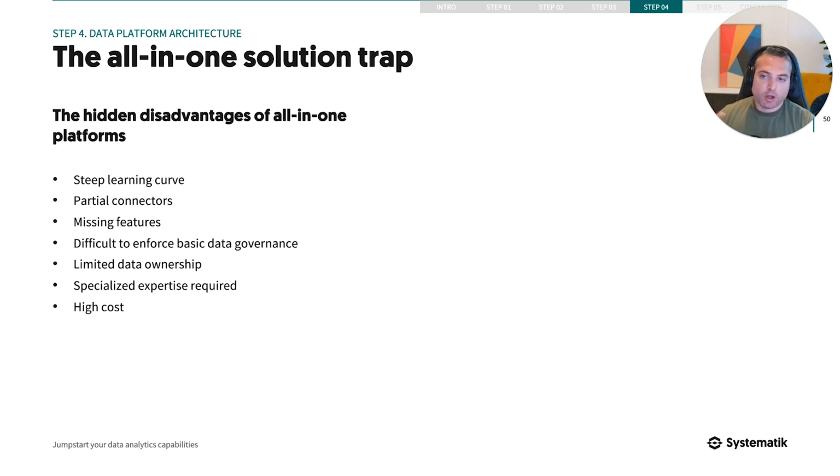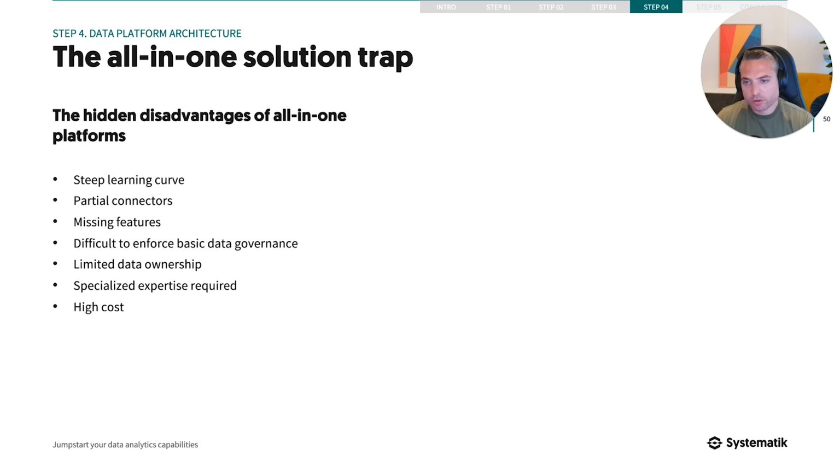By having a full-on data pipeline and a data warehouse, you own your data. You're getting it out of Facebook and storing it in your data warehouse. So that's another advantage of, well, not going with the all-in-one solution.